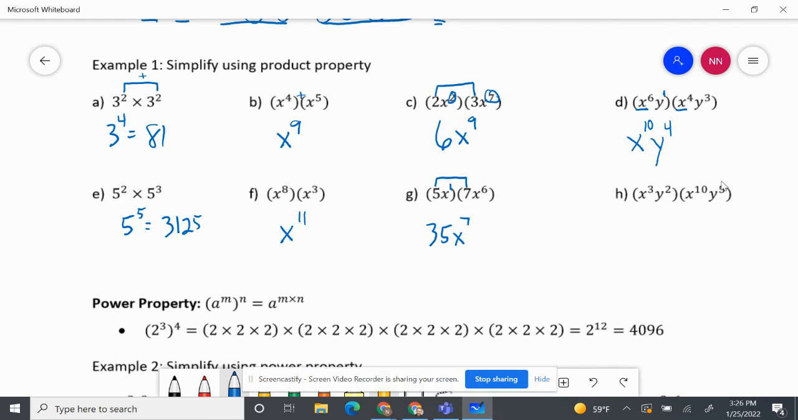And then for the last one, when we add up the exponents, 3 plus 10 gives us 13. 2 plus 5 gives us 7.